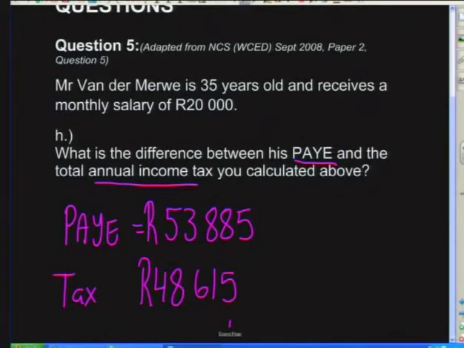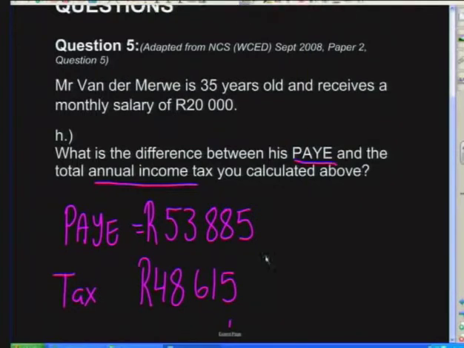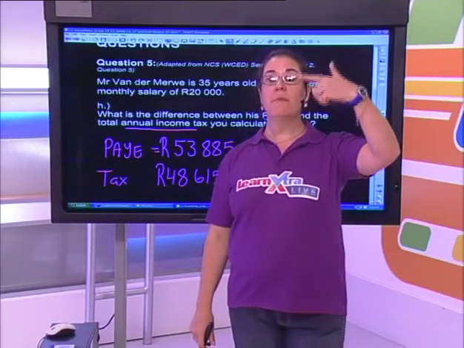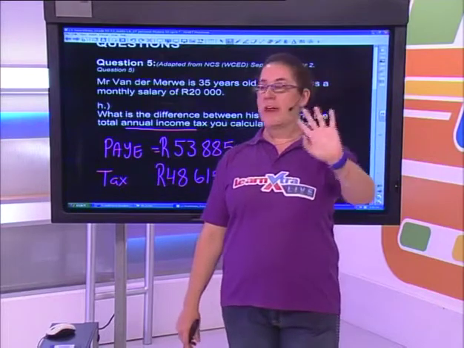So that was the tax that we calculated. And they want to know the difference between the two. So I've got that number. Let's minus my original that I calculated, and I get 5,270. So the difference here was 5,270 rand. So he has overpaid, and when he does his tax returns, he's going to be in great, go spending.